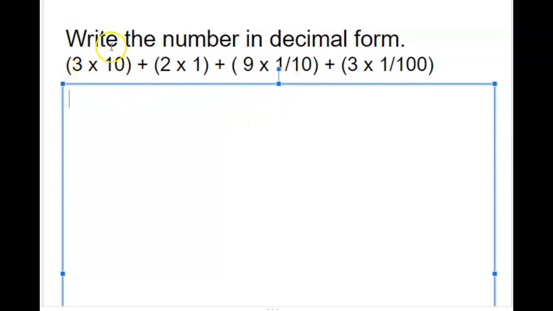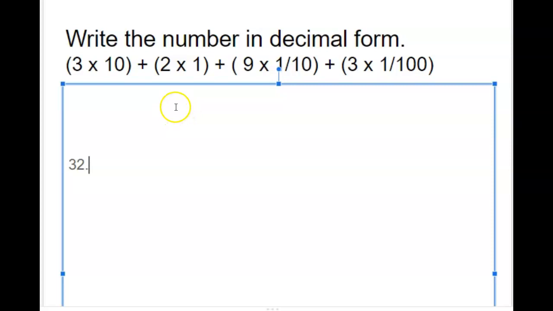So this tells us that the 3 is in the tens place. So I'm going to start and I write my 3. And then it says plus 2 times 1. 1 tells me that it's in the ones place. And, well, the ones place is right next to the tens. So I'm going to write 2. Plus, and here we see a fraction, 1/10. That means that I need to write in my decimal point because now we're going to the tenths place. These need to be in order.